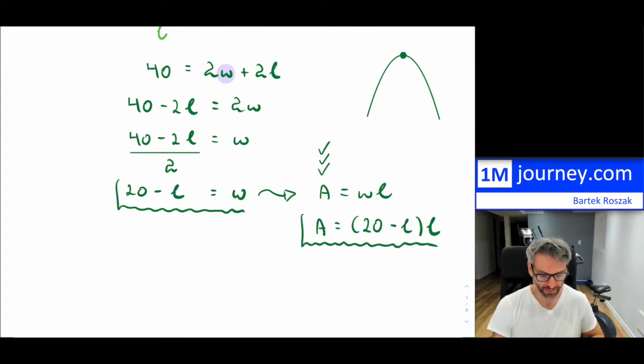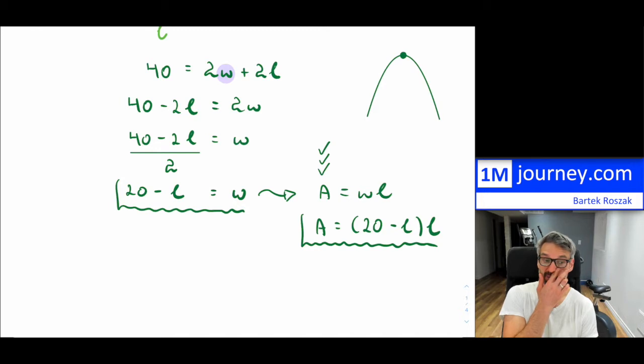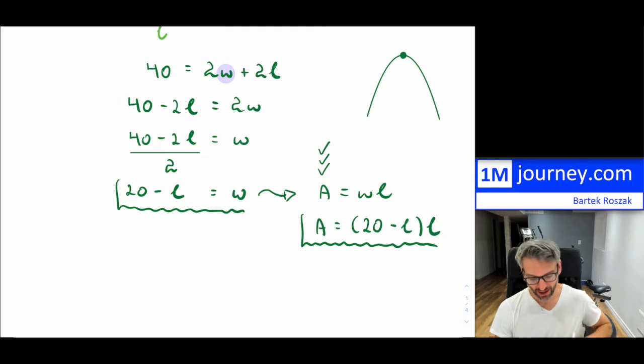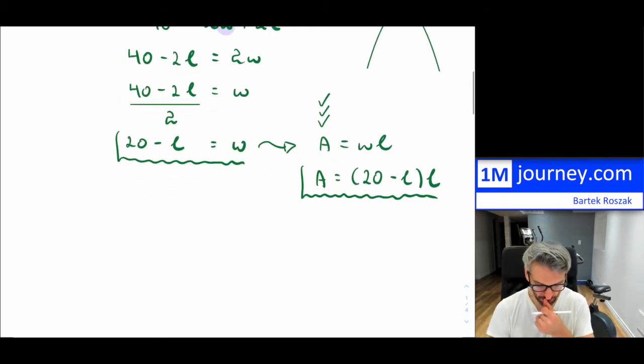Now notice, this is now basically a quadratic problem. Why is it a quadratic problem? This is actually in factored form, and the factors are 20 minus L and L. Those are my factors, and I'm trying to maximize A. From here, you don't have to do anything else, because what I have is my 2 zeros: this is a 0, and then this is a 0.